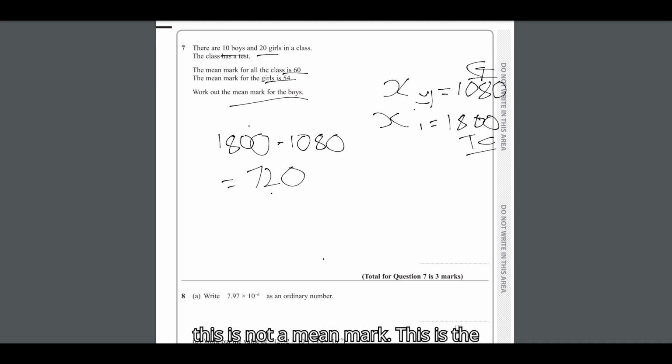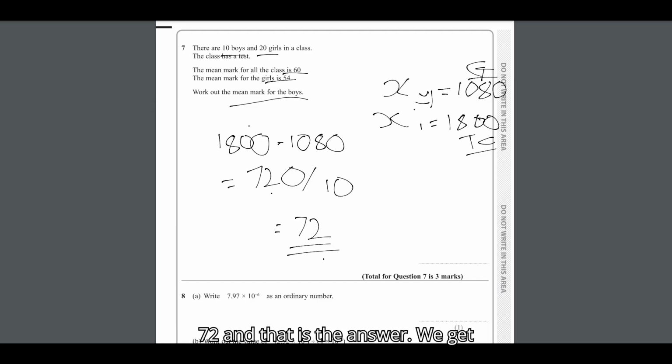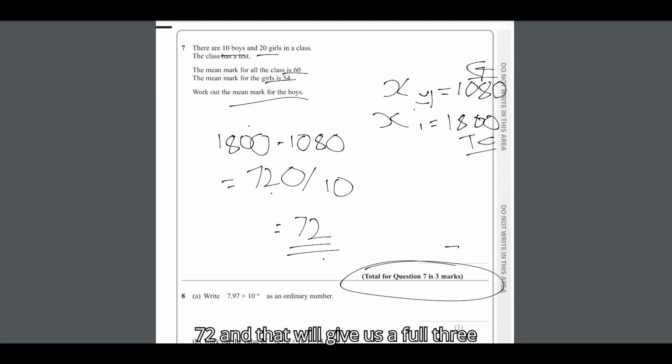However, this is not our mean mark. This is the total mark that the boys actually achieved. So we divide that by 10, as that is the number of boys within the class, and the mean mark for the boys is 72. And that is the answer. We get 72, and that will give us a full 3 marks.